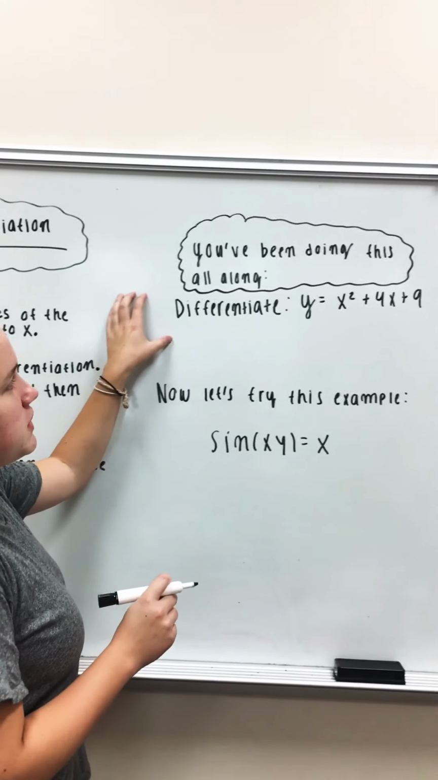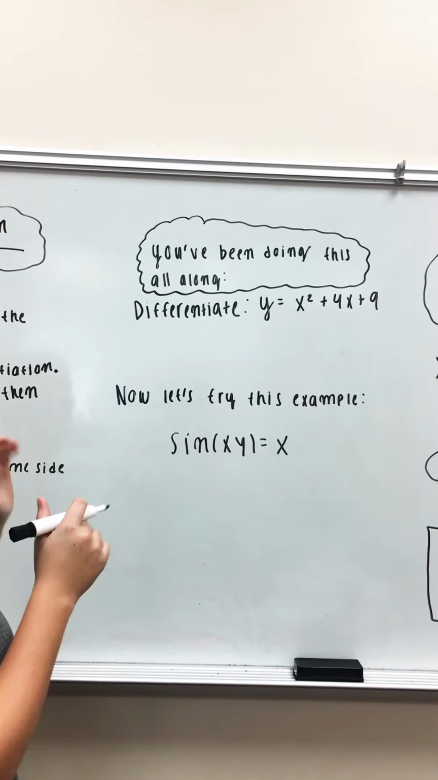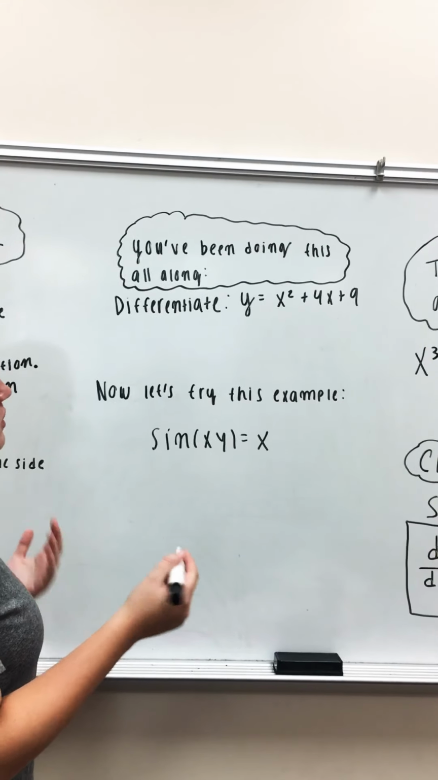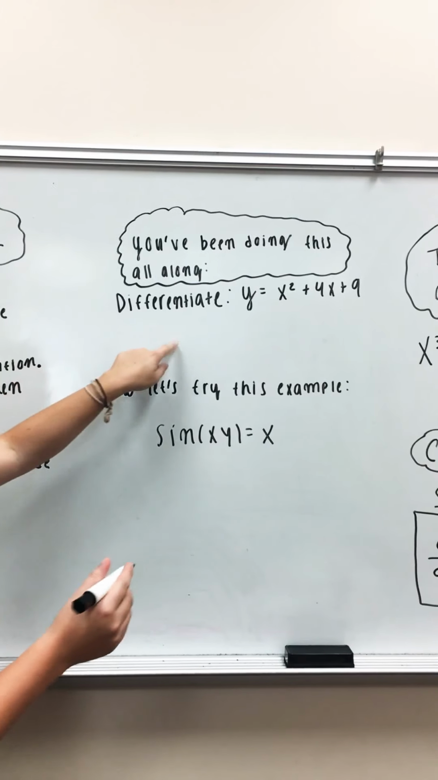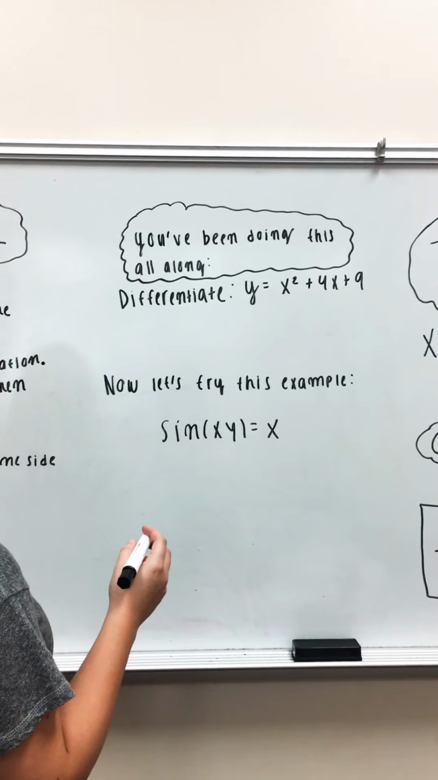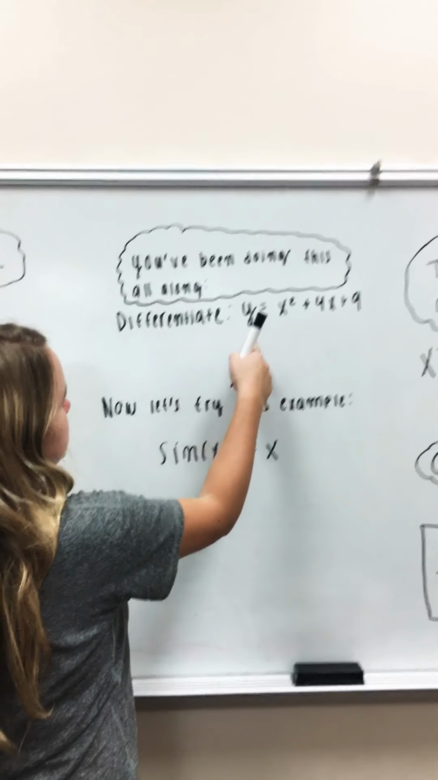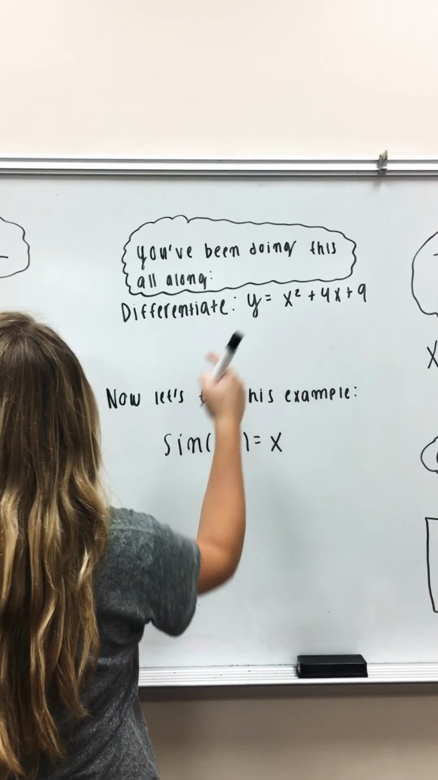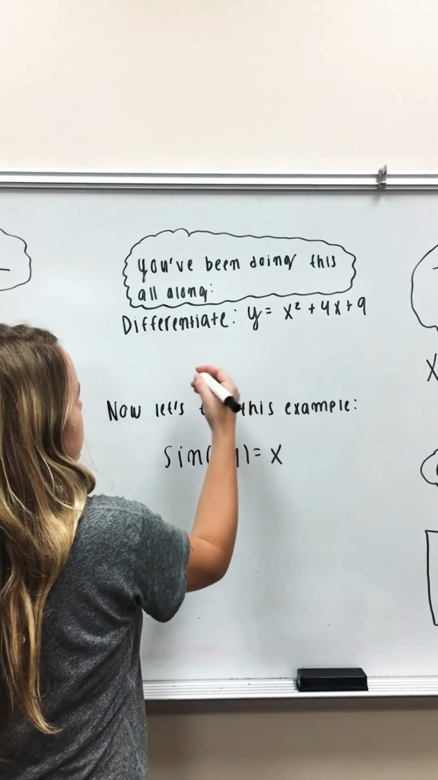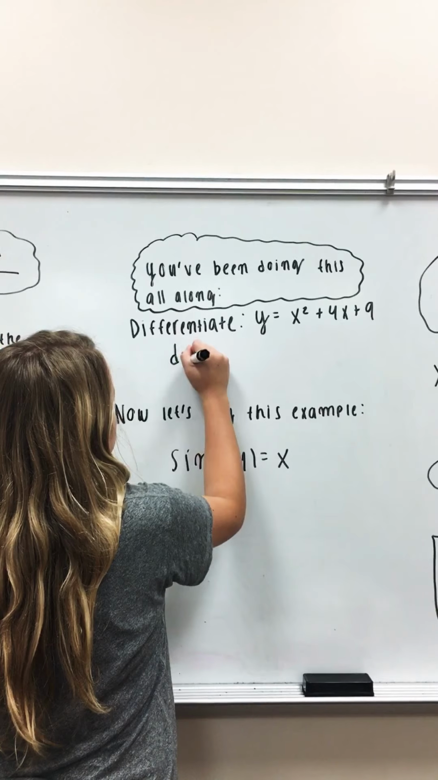So you've actually been doing this all along. A lot of students don't like implicit differentiation, but you've been doing it all along. So if we follow the steps of a basic differentiation problem, first we differentiate both sides with respect to x, and then if an expression involves y, then include dy over dx. And so when we take the derivative of y, it's going to turn into dy over dx.